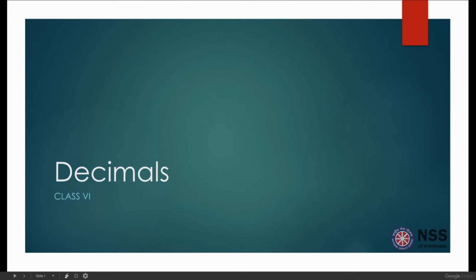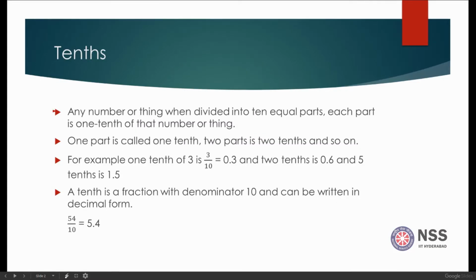Before learning decimals, let's understand a few topics. The first one is tenth. Any number or thing when divided into 10 equal parts, each part is one tenth of that number or thing. One part is called one tenth. Two parts is called two tenths. Then what about five parts? Yes, five parts is called five tenths.